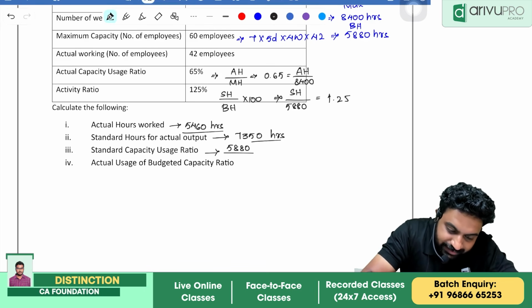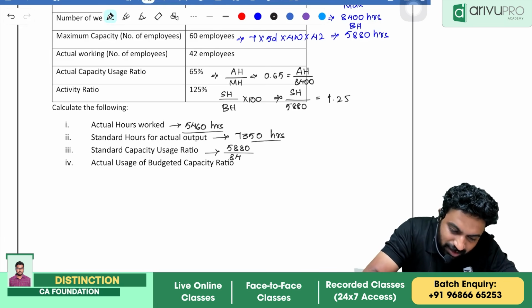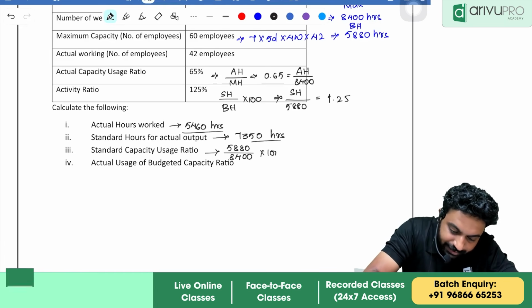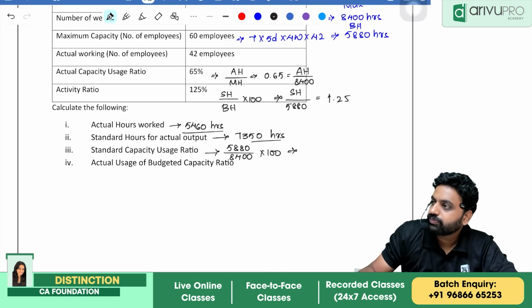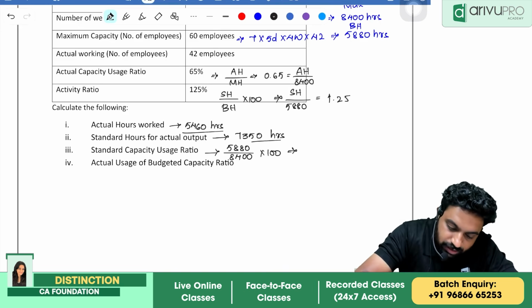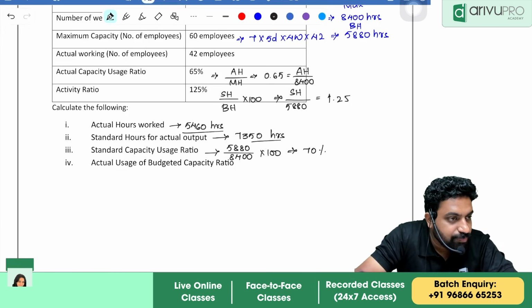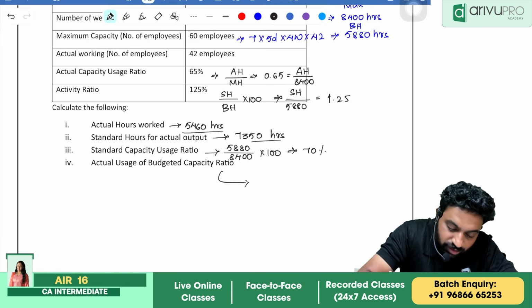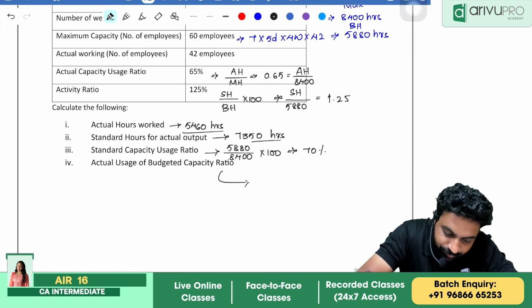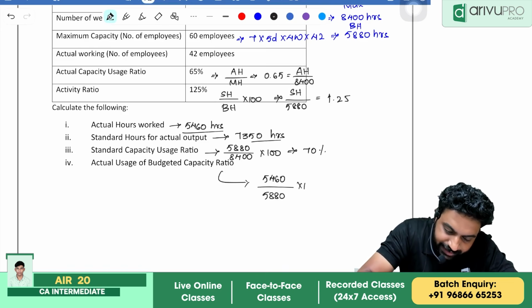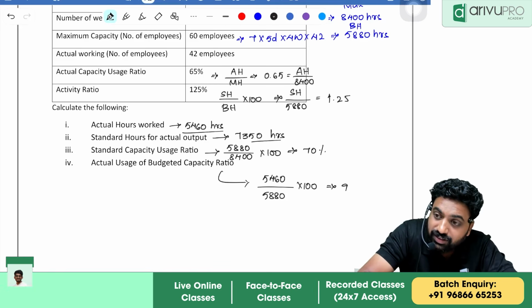Standard capacity usage ratio is very good: budgeted hours divided by maximum hours into 100. That is 70%. Actual usage of budgeted capacity ratio: actual hours, that is 5,460, divided by budgeted hours, 5,880, into 100. That is 92.86%.